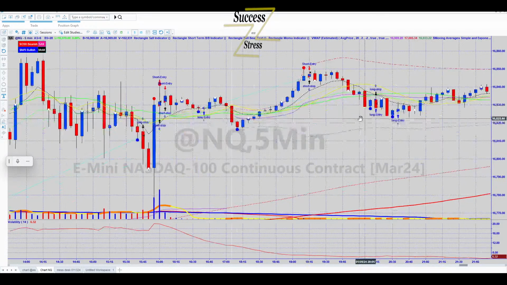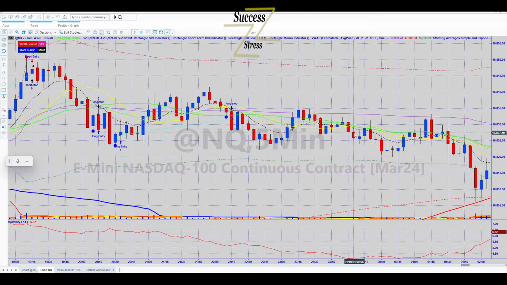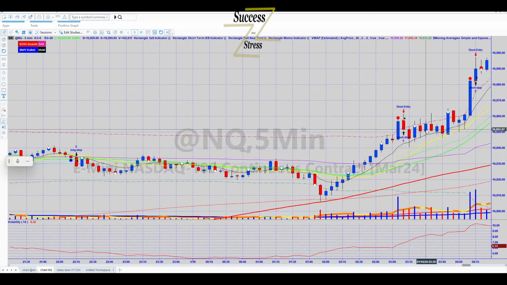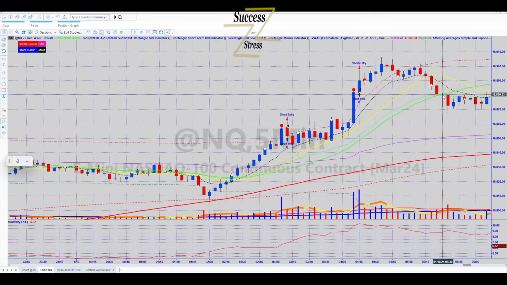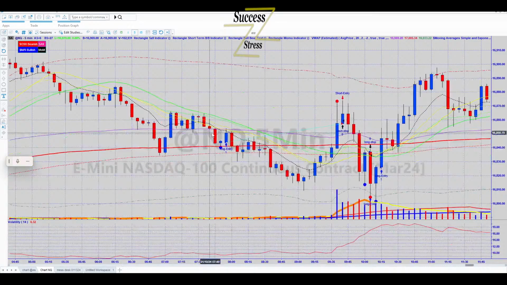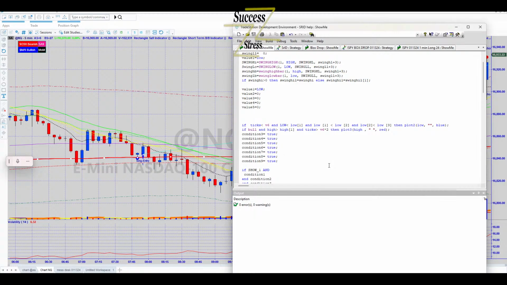These shorts are all losses. Looks like these shorts are all losses for the most part. So if we could do something about these shorts being losers like this, then that might be a profitable strategy for NQ.